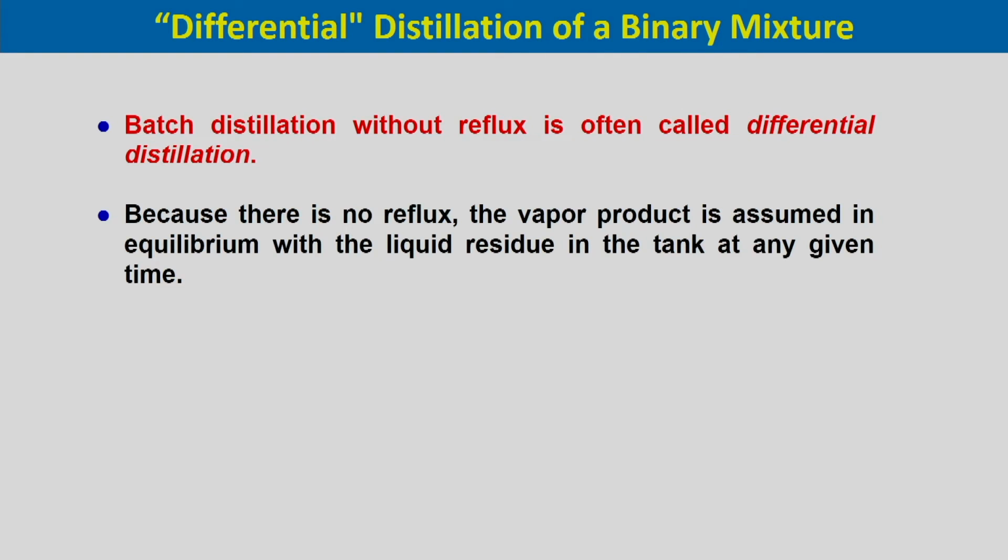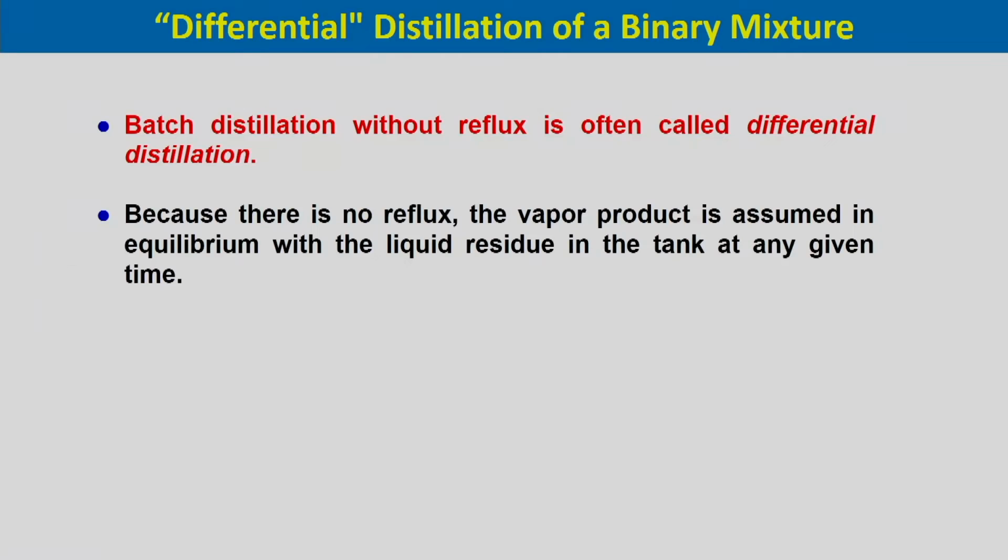Because there is no reflux, the vapor product is assumed to be in equilibrium with the liquid residue in the tank at any given time. As the distillation process continues, the composition is gradually changing. In the tank where the feed is fed, there is a vapor space and a liquid space, and no reflux is coming from the product. So, there is intimate contact between the vapor and liquid in that drum, and it reaches equilibrium with the residue liquid in that tank. That is why it is called differential distillation.